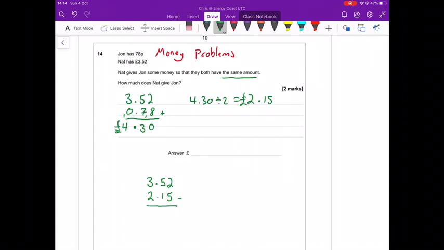Let's do that. Basically, we just need to take away that. You would have got the same answer here if you did £2.15 minus 78p, but either way, okay. So borrow a 10 next door. 12 take away 5 is 7. 4 take away 1 is 3. 3 take away 1 is 1. So the answer is £1.37. Like I said, if I do that, take away that, I'll also get £1.37. It's already got the units in, so that's finished.